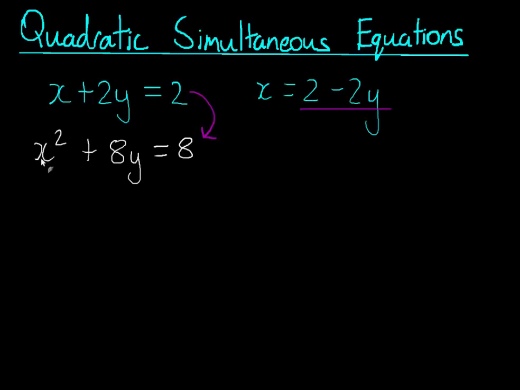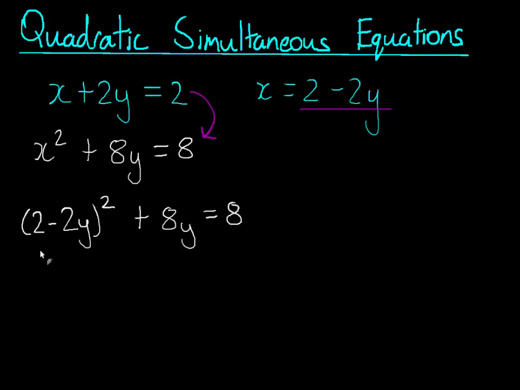So instead of x here, we're going to get this 2 minus 2y. You always want to do this in brackets, because you're going to make mistakes if you don't put it into brackets. What we've done is we've changed the x for 2 minus 2y, and then we need to square everything in that bracket. We're still going to get plus 8y from before and equals 8. So we just copy the rest of the equation in.